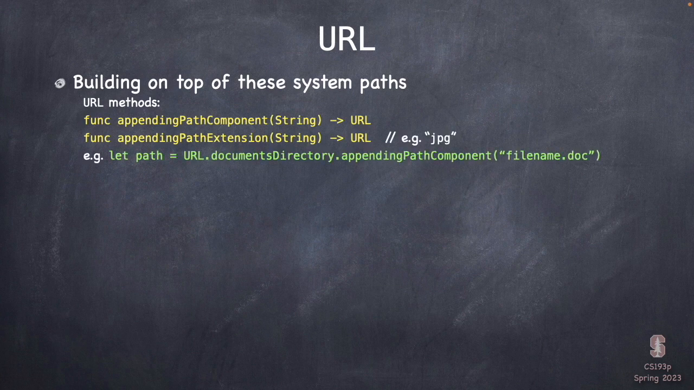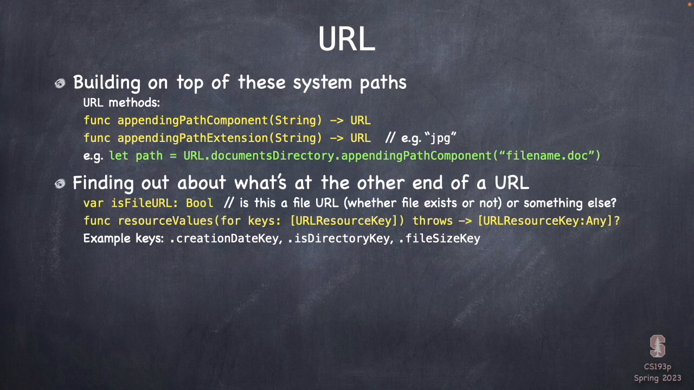And you create those paths by taking one of those sandbox directories and appending path components to it. So these URL functions, appendingPathComponent and appendingPathExtension, append these things to you and give you a new URL. So if I wanted to create a document called filename.doc in my documents directory, I would just say URL.documentsDirectory.appendingPathComponent, and I would get a URL to that thing. That's how I'm going to build files and do everything. Is by building these URLs.